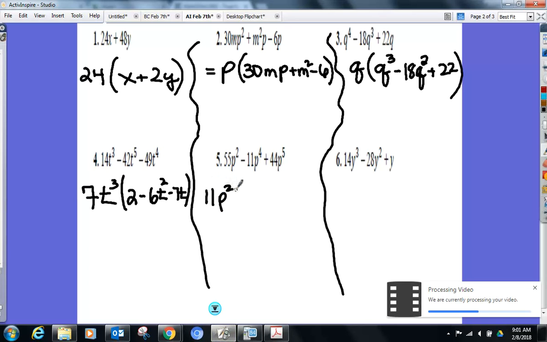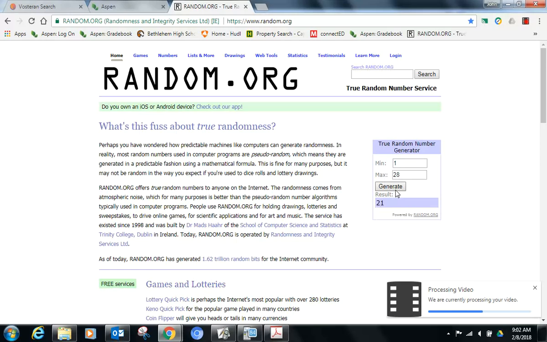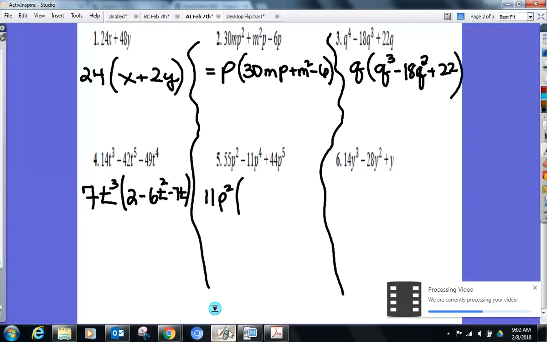Okay, there's your GCF. Make sure everyone matches. 11p squared is my GCF. And what's left then after I divide 11p squared by everything? 21. What's left here? 5 minus p squared plus 4p to the third. There you go.